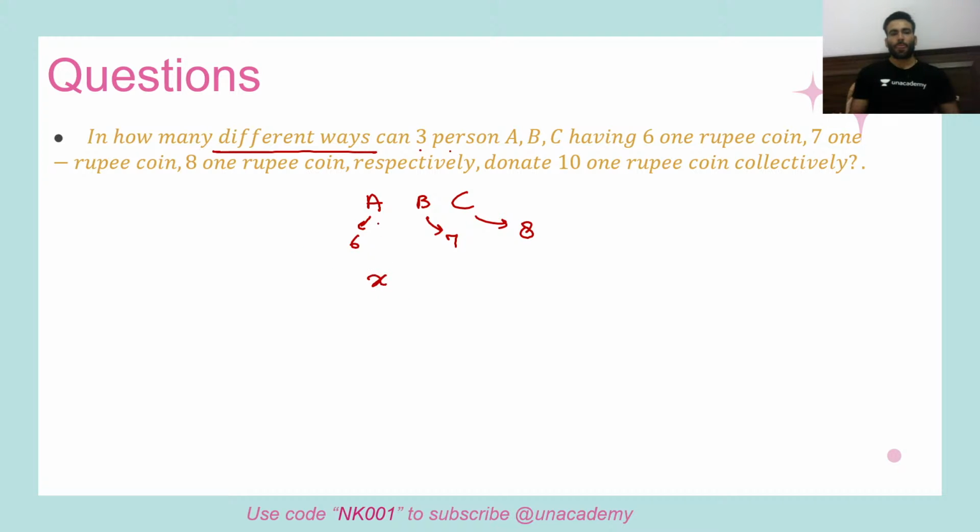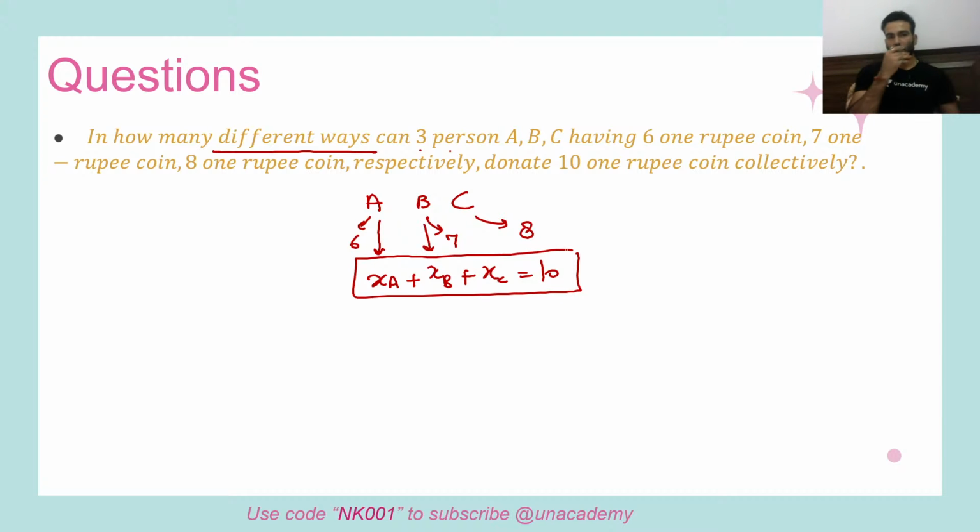So let's say A donates XA coins, B donates XB coins, and C donates XC coins. And the summation should be 10. This is the basic problem, the main question. So I converted it into mathematical form. Now look at this. This comes under case number 2. Why? Because every variable has a certain limitation. And in this, they have not said that everyone is going to donate at least 1 coin. There is no limitation like this.